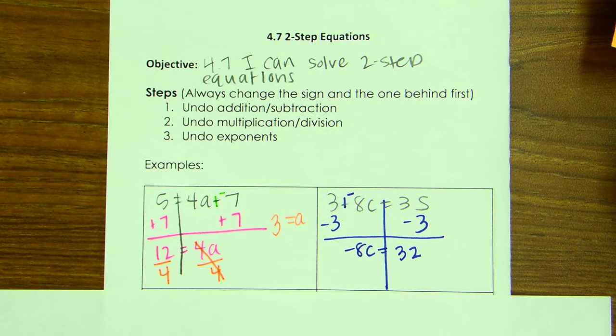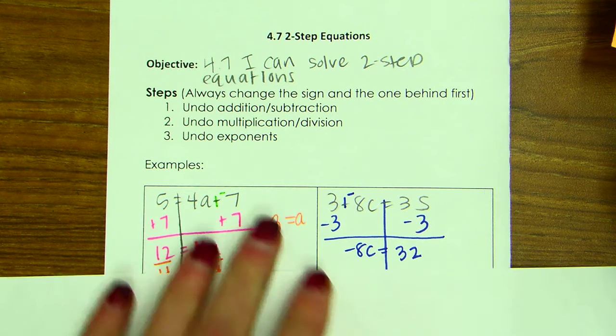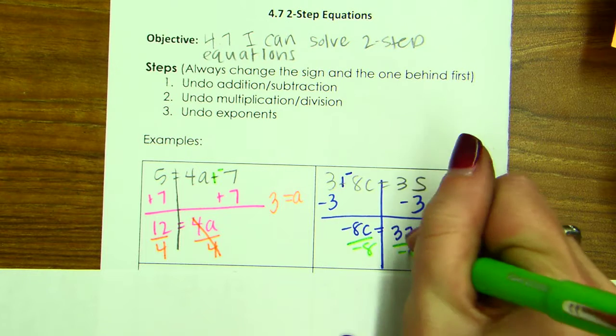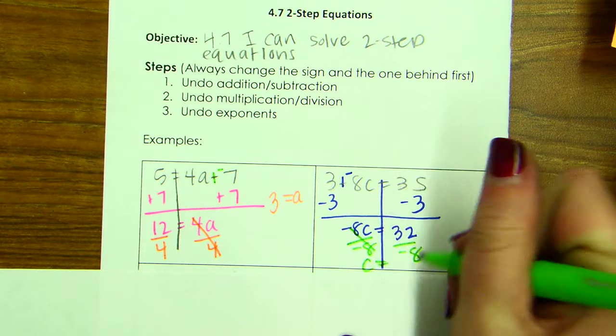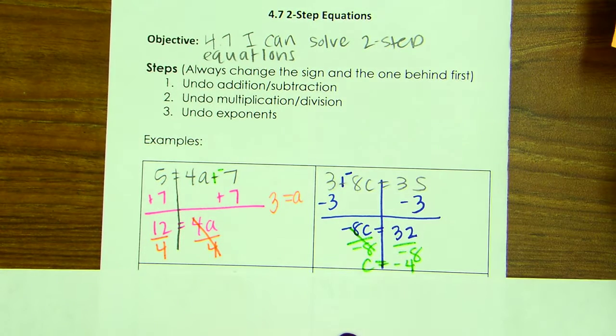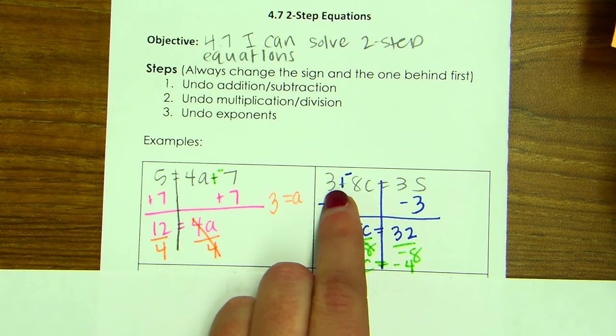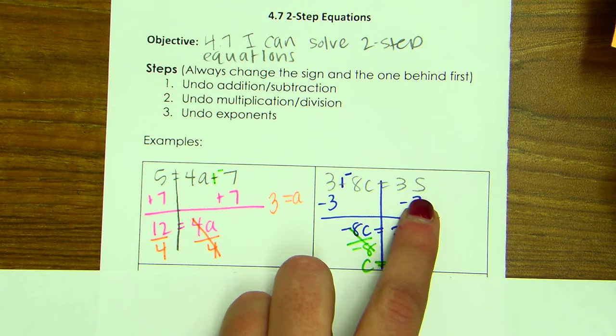I'm on step 2, undo multiplication and division. This means negative 8 times c. The opposite of multiplying by negative 8 is dividing by negative 8. So I have 1c equals negative 4. And I should check my work. Negative 8 times negative 4 is 32. 3 plus 32 is 35, so we did this one correctly.